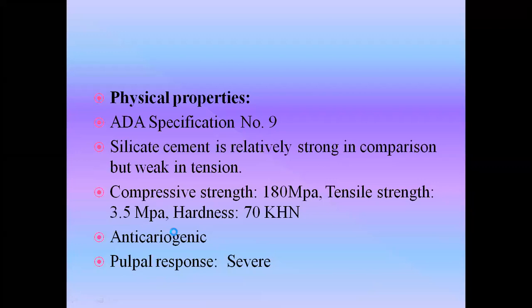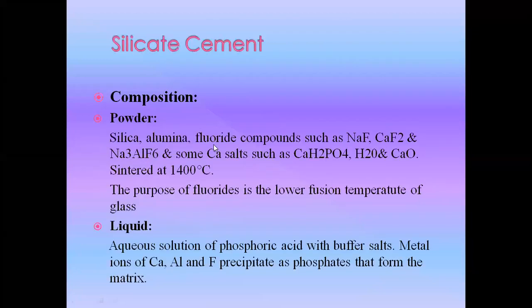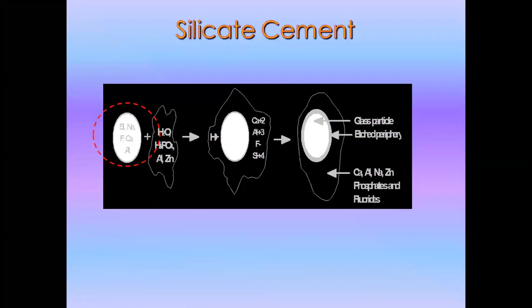So even this is anti-cariogenic, meaning even this has fluoride release. If you see the composition of silicate cement clearly, it has fluoride compounds such as sodium fluoride, calcium fluoride, and sodium aluminum fluoride. So this is also anti-cariogenic. If a question asks which was the first cement to be anti-cariogenic, then it would be silicate cement.